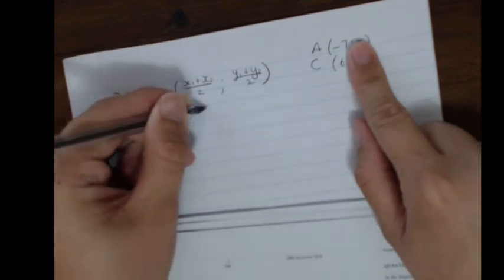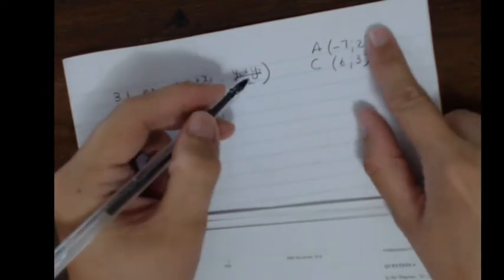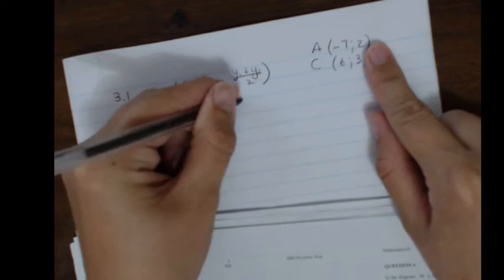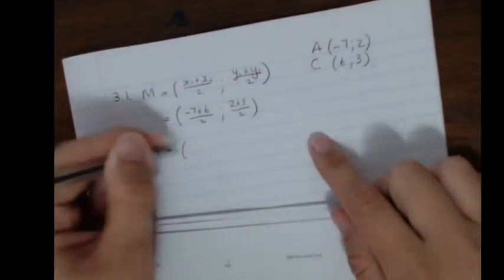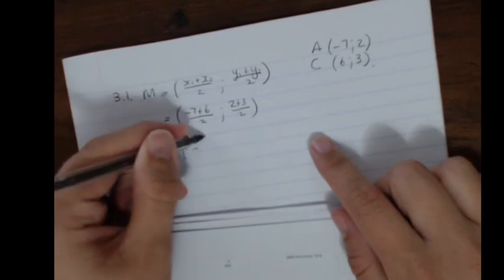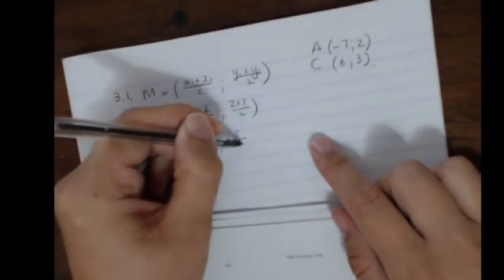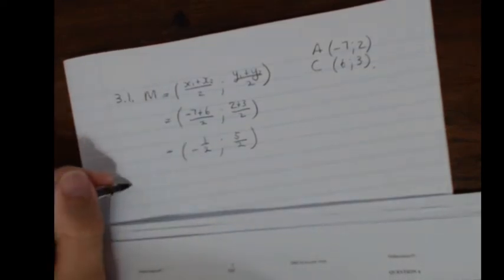So x1, x2 is going to be -7 and 6, over 2. And then y1 and y2 is 2 and 3, so 2 plus 3 over 2. And then you can simply type that into your calculator as it is, giving you -1/2 and 5/2, or 2.5, or 2,5, all of those acceptable. Alright, so that is the coordinates of M.